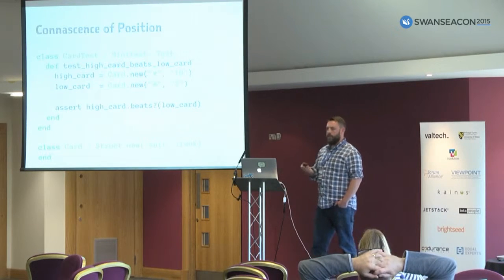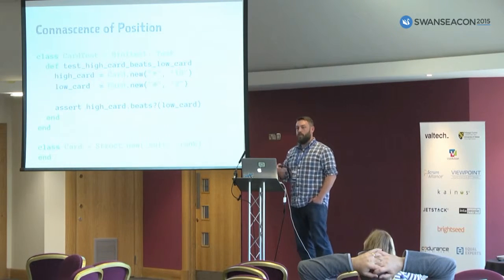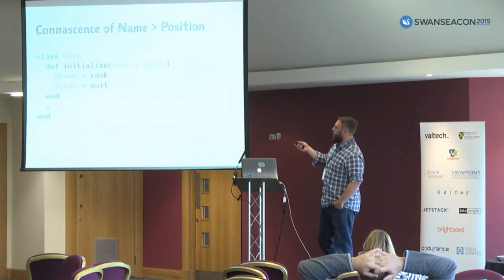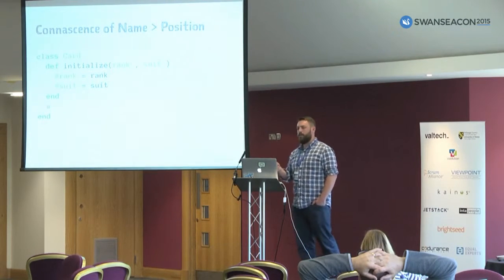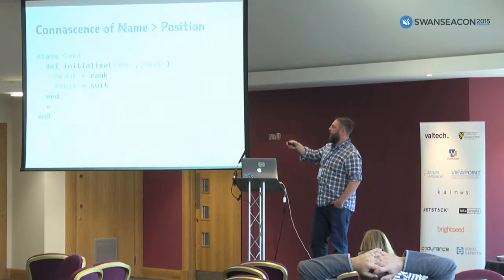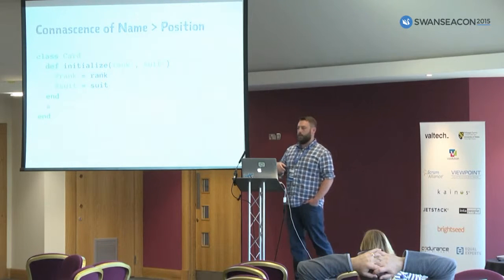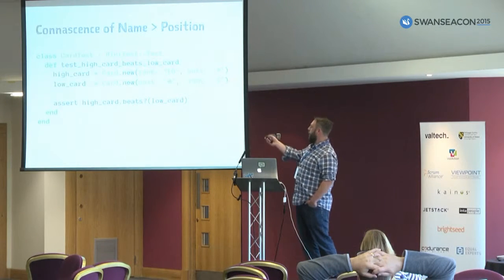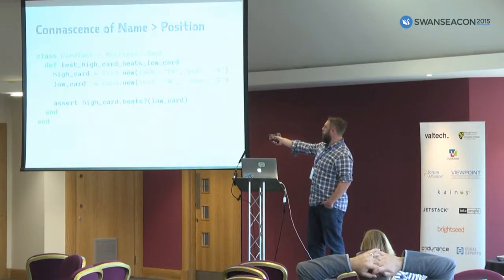So how can we get rid of this connascence of position? In Ruby, we're lucky that we can create a constructor or a method which uses named parameters. So this then means we can say we expect to have a parameter called rank and a parameter called suit, but we don't care which order they come in. So we can construct it using rank then suit or suit then rank.